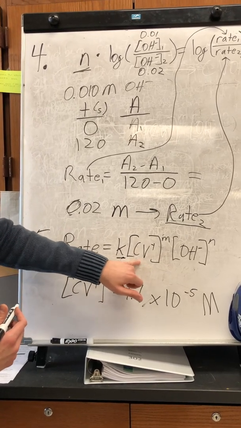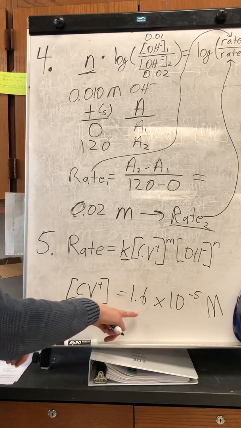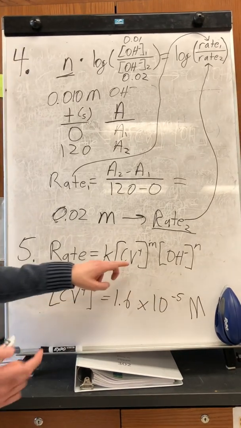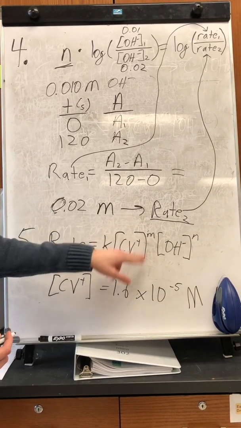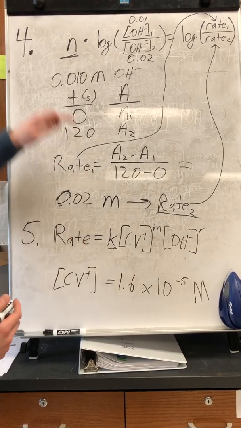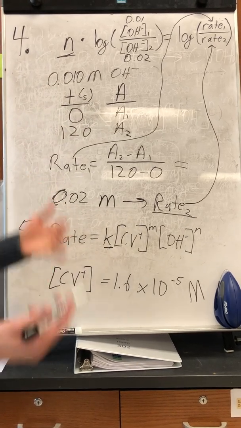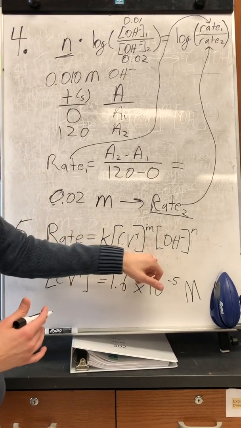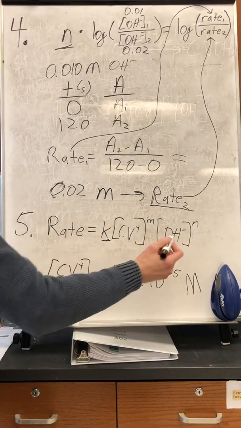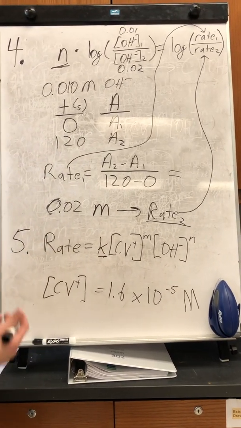And then you're going to plug in the crystal violet concentration, which, remember, is a constant value from our lab manual. It's 1.6 times 10 to the negative 5th molar. You know the value of M, so you'll plug that in. The hydroxide concentration, if you're doing rate 1, it's 0.01 molar. If you're doing rate 2, it's 0.02 molar, just the appropriate concentration there. And then you'll plug in your value of N. All right, so you know all of these variables except for K. You can then solve for K, and you'll get your rate constant value.